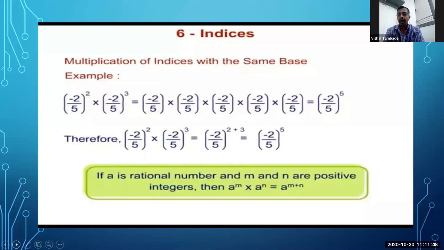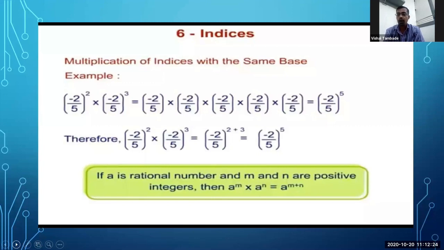Okay, you have to find out one law. Look at this: if a is a rational number, any rational number, and m and n are positive integers, positive, not negative, then what is the law? We have to find out. The law is that a raised to the power m multiplied by a raised to the power n equals a raised to the power m plus n.